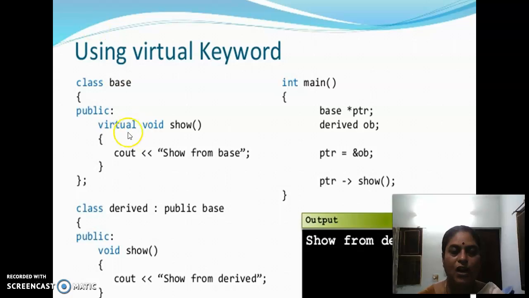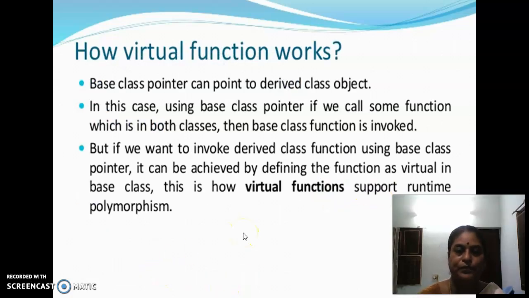So this is how we include the keyword called virtual. The base class and derived class both have the function called show, and this base class function is declared with the keyword virtual, making the function a virtual function. So this time the base class pointer holds the address of the derived class object, and it is going to call the derived class function.